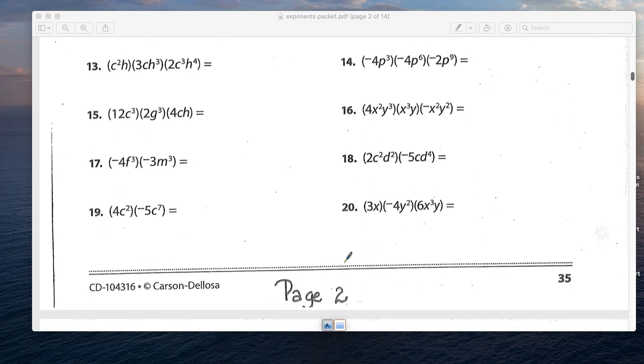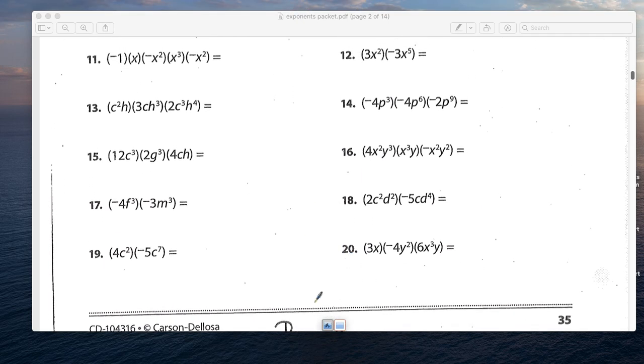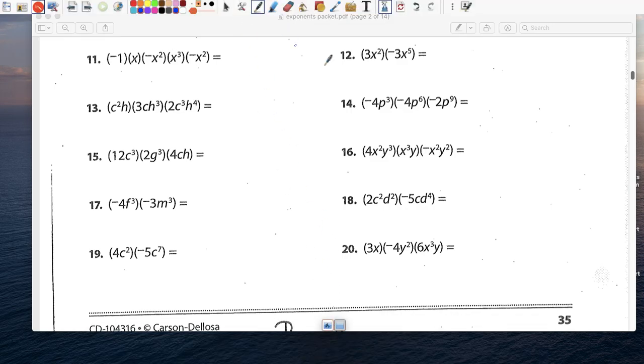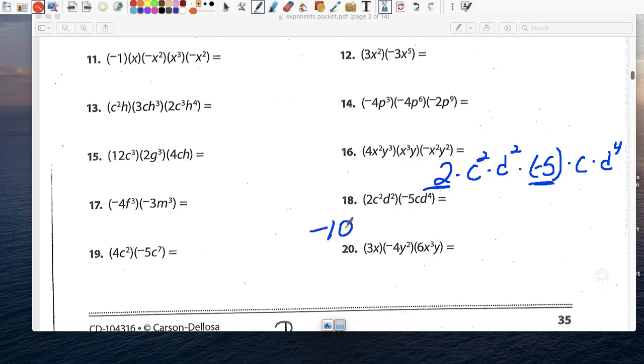18. All right, so we're doing multiple of 3. Again, I will rewrite it because so we have 2 times c squared times d squared times, I'll put the -5 in parentheses, times c times d to the 4th. Let's do them again this long way. Let's write it's 2 times -5, and that's -10.